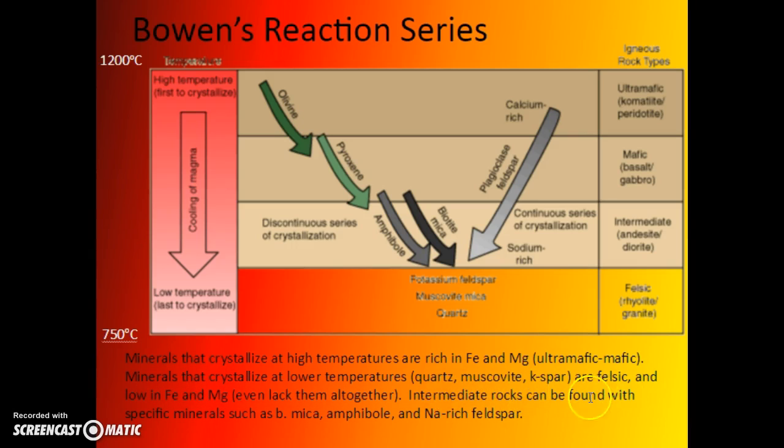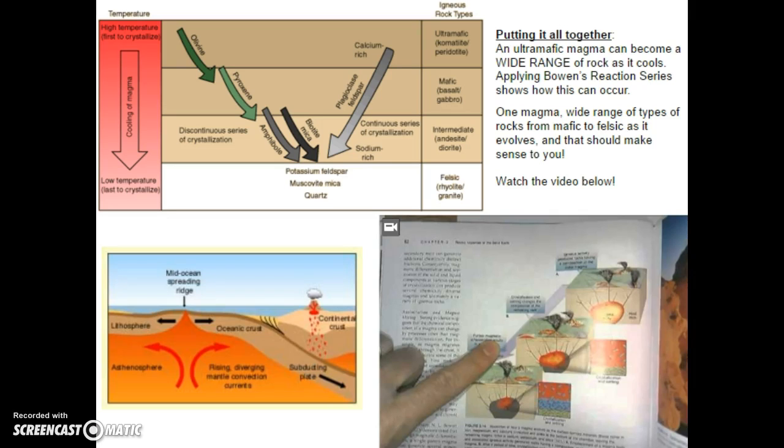So intermediate rocks can be found within specific minerals. Here's the crazy part: intermediate rocks always contain biotite mica, amphibole, sodium-rich plagioclase, and maybe just a sprinkling of pyroxene. Whereas all felsic rocks contain K-spar, muscovite mica, and quartz, and you can get a little bit of a dabbling of biotite mica and tiny amounts of amphibole. And all mafic rocks contain a large amount of pyroxene, a little bit of olivine, and are dominated by plagioclase feldspar, maybe a little biotite mica and amphibole. So Bowen's reaction series is showing you the evolution of a magma.